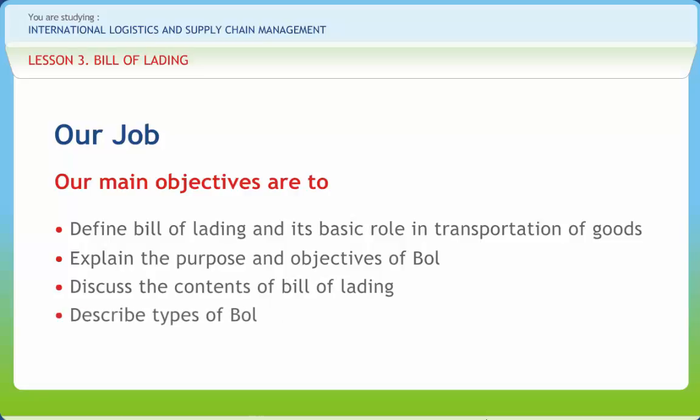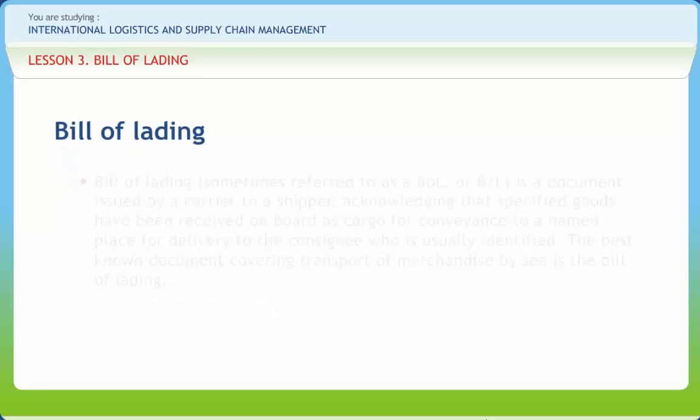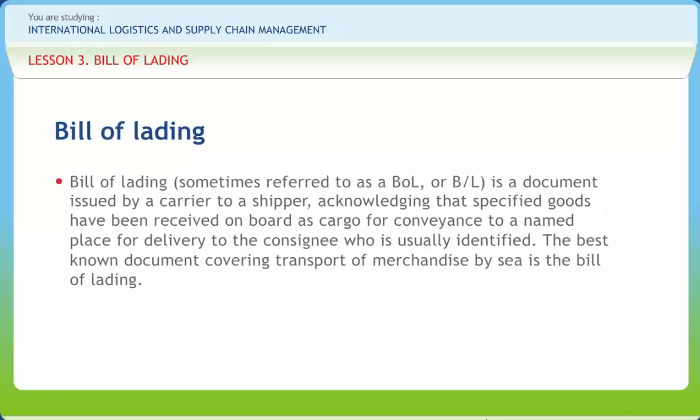of bill of lading. Bill of lading, sometimes referred to as BOL or B/L, is a document issued by a carrier to a shipper, acknowledging that specified goods have been received on board as cargo for conveyance to a named place for delivery to the consignee, who is usually identified. The best known document covering transport of merchandise by sea is the bill of lading.